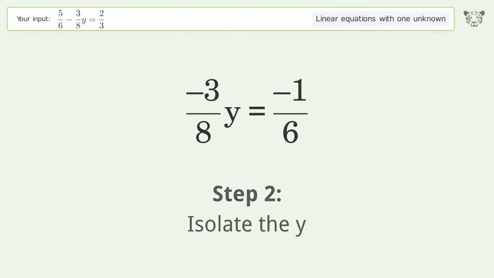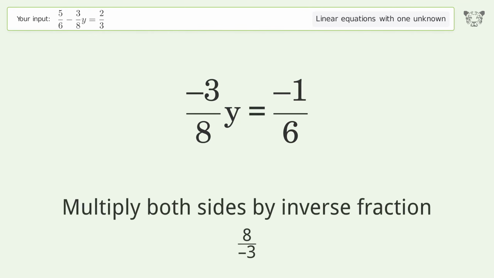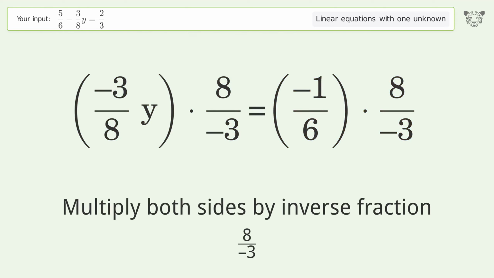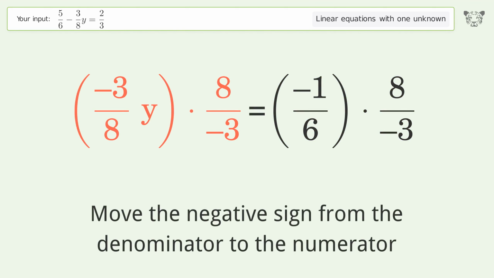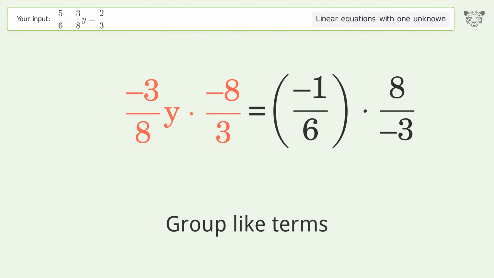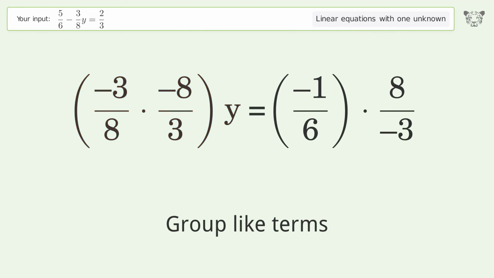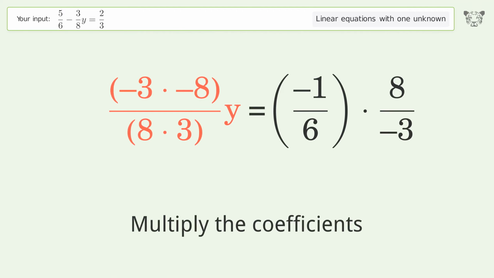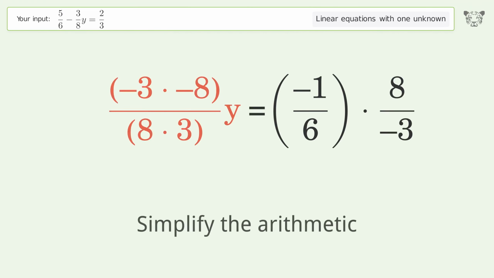Isolate the y. Multiply both sides by inverse fraction 8/3. Move the negative sign from the denominator to the numerator. Group like terms. Multiply the coefficients. Simplify the arithmetic.